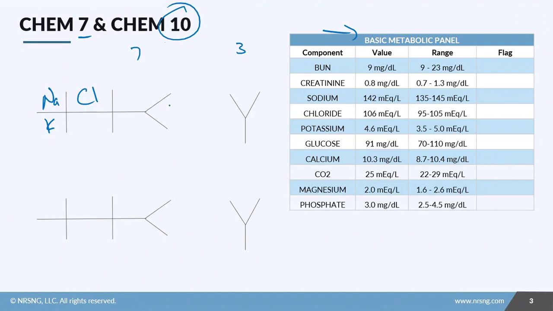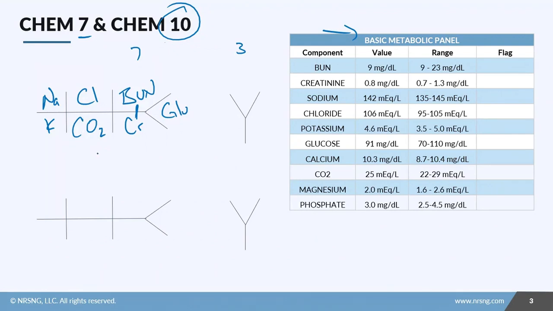Then your glucose goes over here in this window. And then you've got 2 spaces. So you've got your BUN that goes on top, and then your creatinine in the bottom, because these 2 are kidney values. So that's how I remember those. And then lastly, you've got your CO2, which is the last one. Sometimes you'll see it as bicarb, but that's where that last space is going to go.